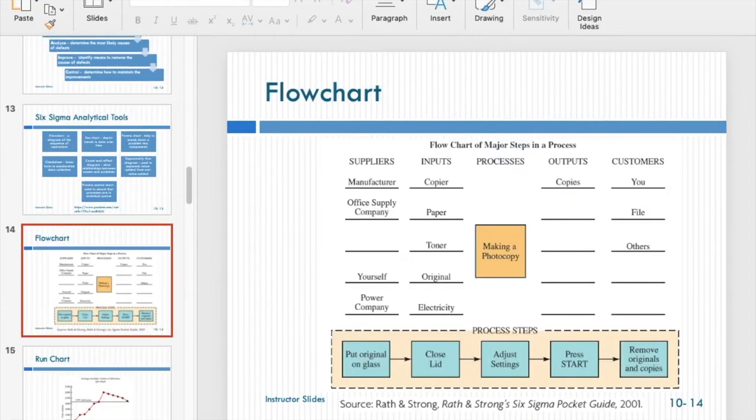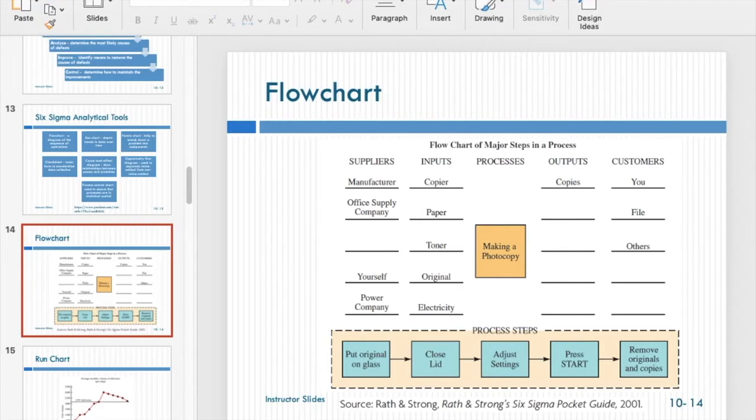The first one is called a flow chart. As you can see in this slide, the flow chart basically records some important information during your production process, for example, your manufacturer.